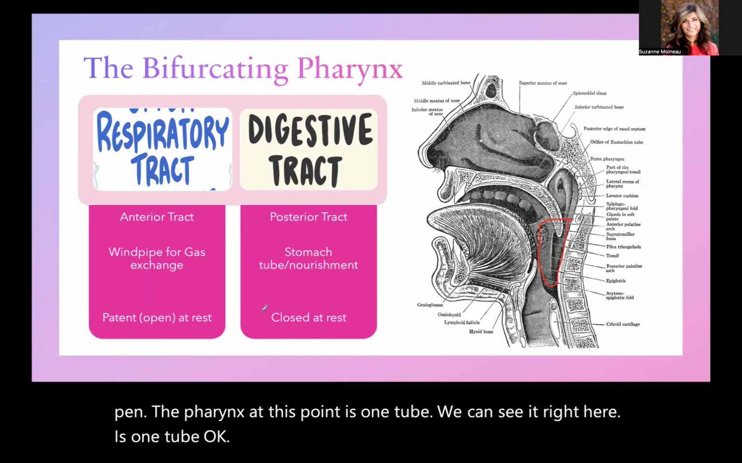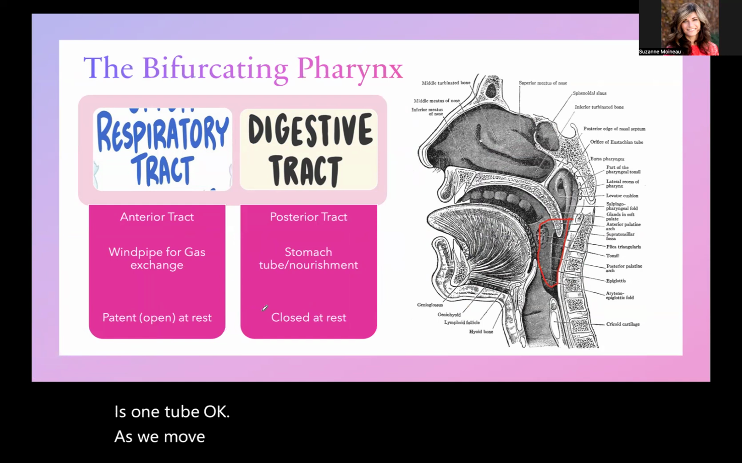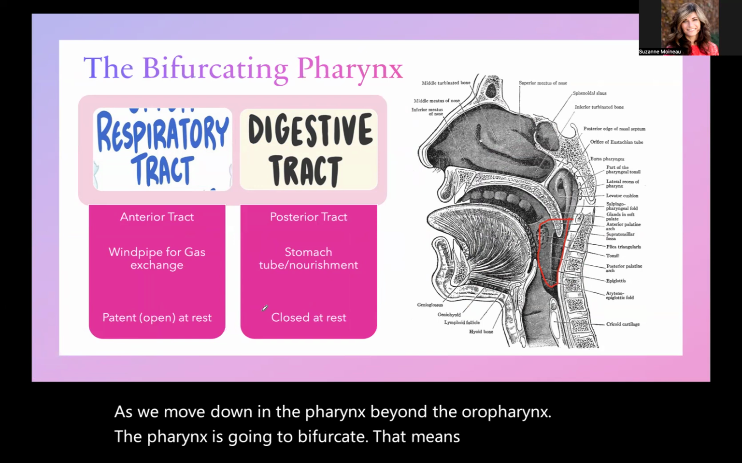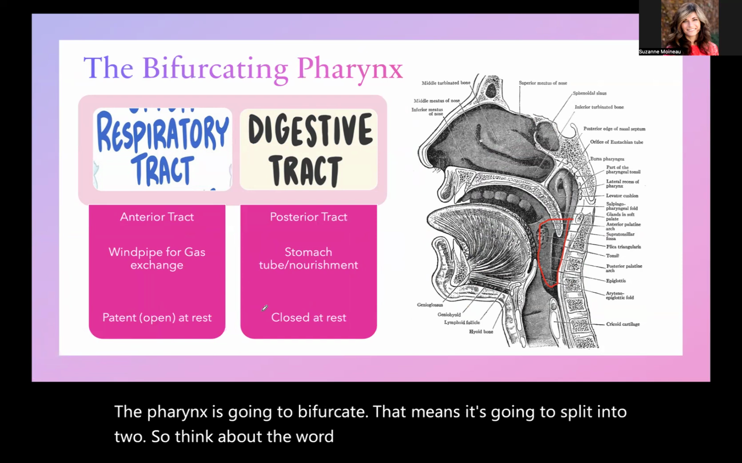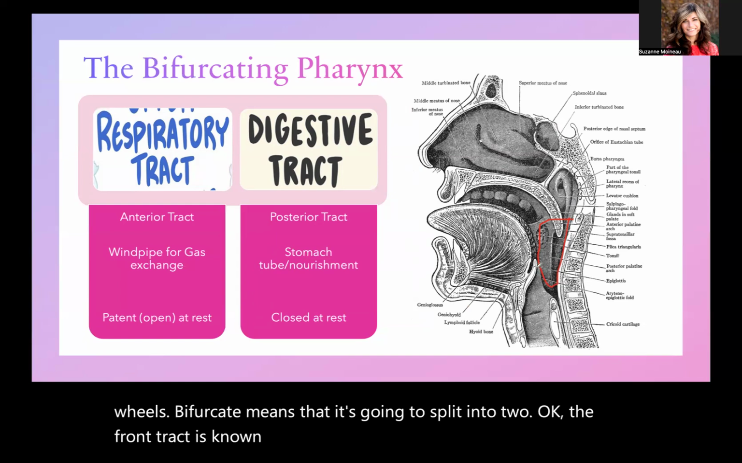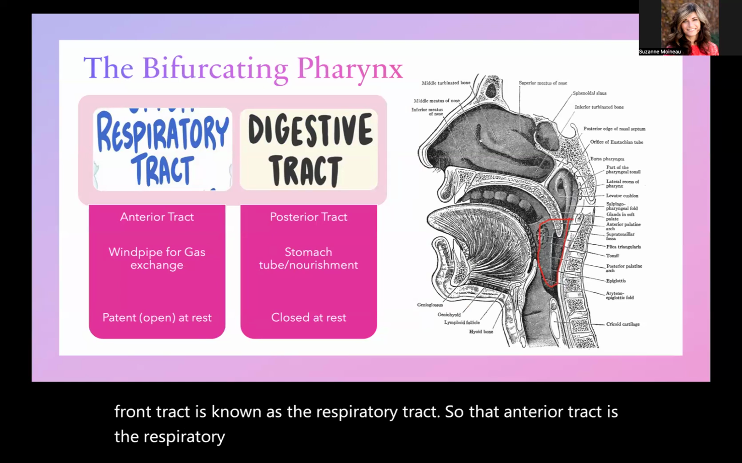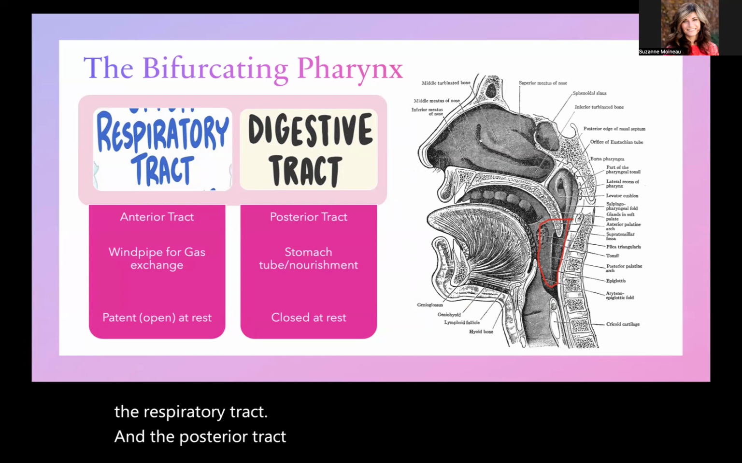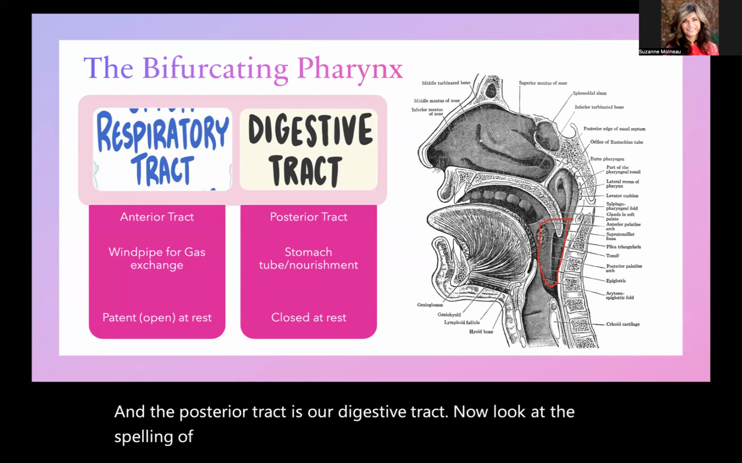Okay. As we move down in the pharynx beyond the oropharynx, the pharynx is going to bifurcate. That means it's going to split into two. So think about the word bicycle. Bicycle means two cycles or two wheels. Bifurcate means that it's going to split into two. Okay. The front tract is known as the respiratory tract. So that anterior tract is the respiratory tract. And the posterior tract is our digestive tract. Now look at the spelling of that. It's not track with a K, it's tract with a T.